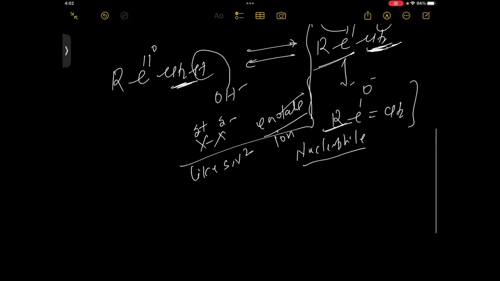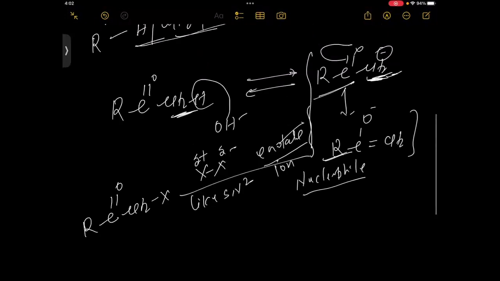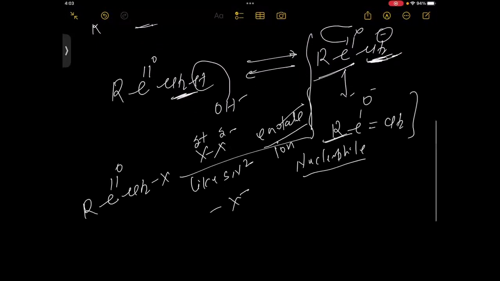That will form R-C=O and CH2X. Correct? Because one X will attack here, and X negative will be removed. Understood? This is called a halo carbonyl. Correct? Now you know one thing, students.